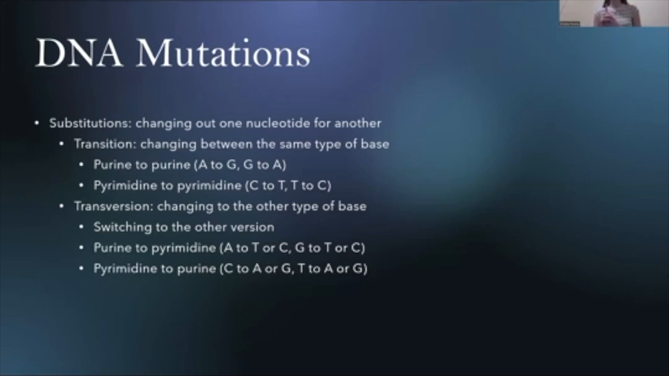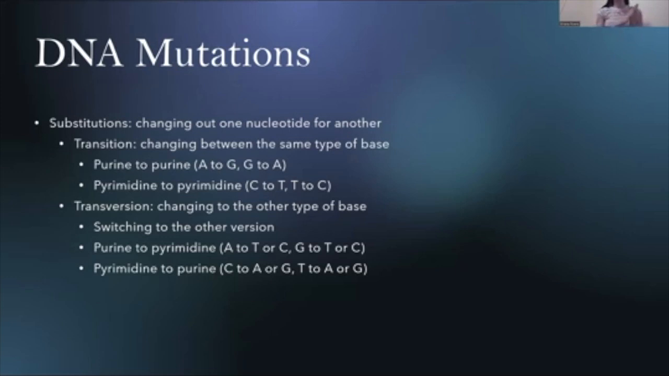In a transition mutation, you're going between the same type of base. For example, if you have a purine and you change it to another purine, that's a transition. You're within that same type of base. If you change a pyrimidine to another pyrimidine, that would again be a transition because you're in the same type of base. So remember to know your purines and pyrimidines. For purines, it's A and G because angels and gods are pure. For your pyrimidines, it's T, C, and U because TCU is not pure. So those are your transitions from one to the same type.